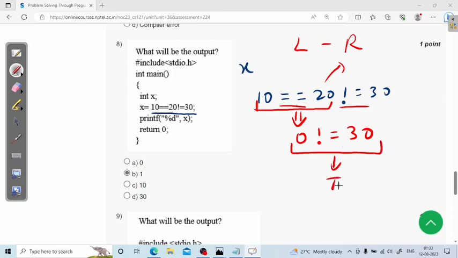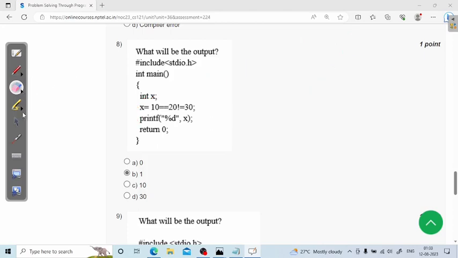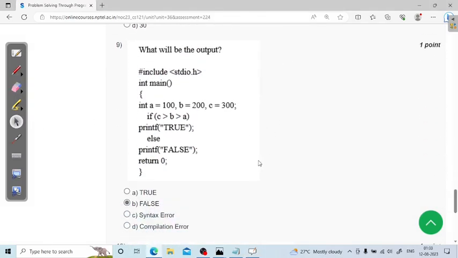So it will give us true, and as it is an integer variable, because this statement has to be executed and the value has to be stored in x, what will happen? This true will give us the answer as 1, and in the variable x, 1 will be stored. So x will have the answer as 1, and in the next line we are trying to print x. That's why the correct answer is going to be option B, that is 1. Clear, guys? Now let's look at the next question.